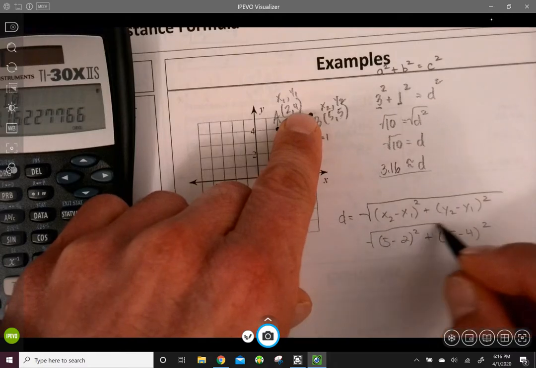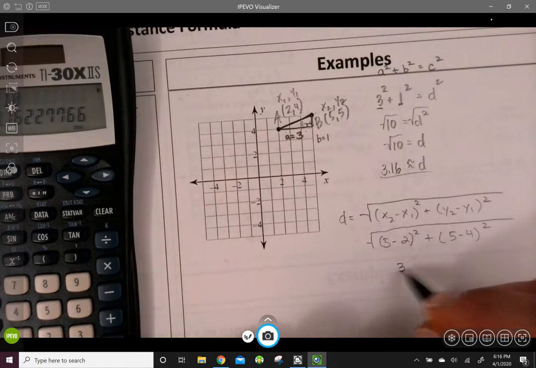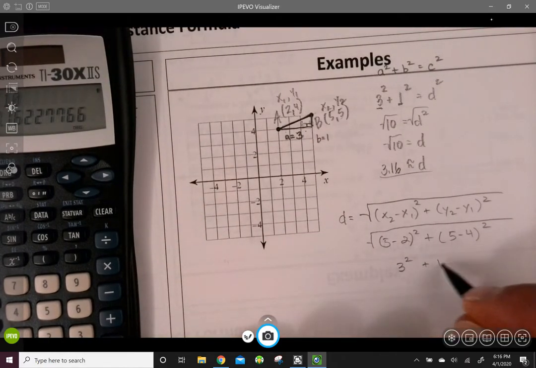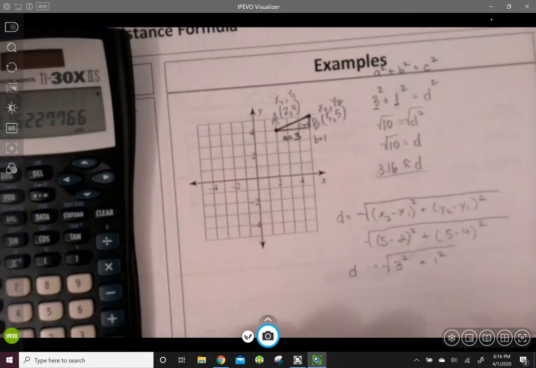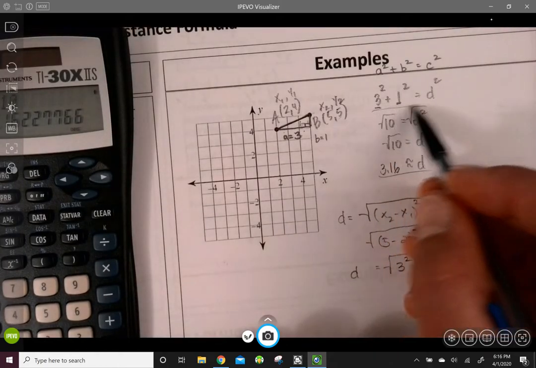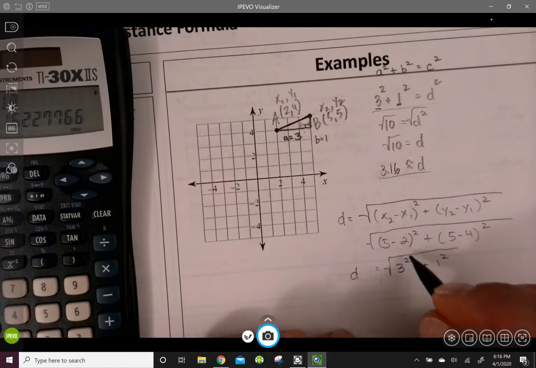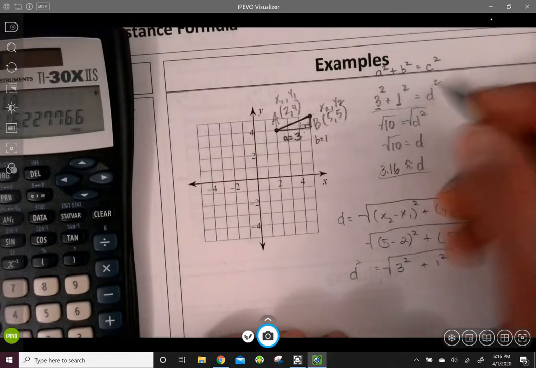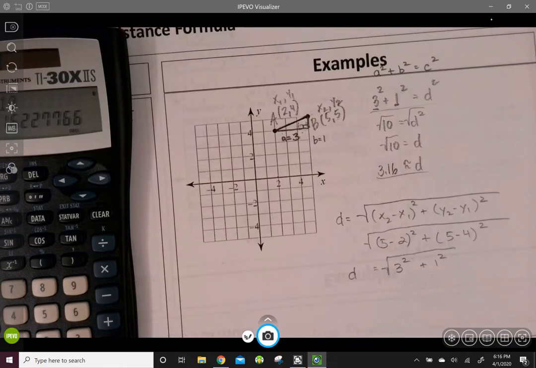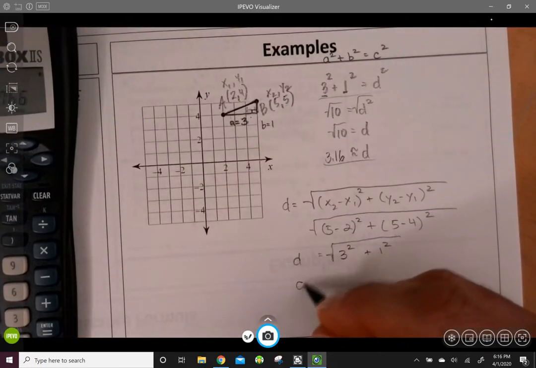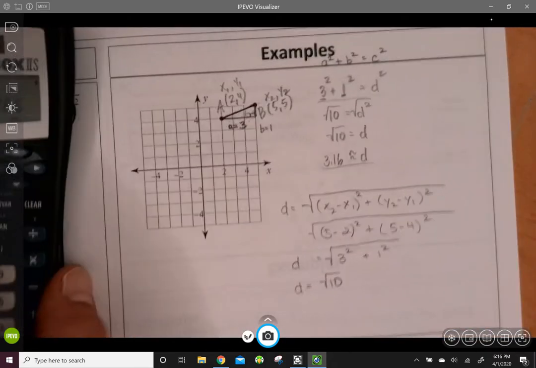And you're probably starting to see that this is going to look pretty similar to some of this up here. So I have 3 squared plus 1 squared, where the square root of that is equal to D. Okay, that looks very much like this. The only difference is there's a square root sign here, and there's no exponent of 2 there, right? Those are inverse operations. So there we are, we're at D equals the square root of 10, which is the same thing we had up top.